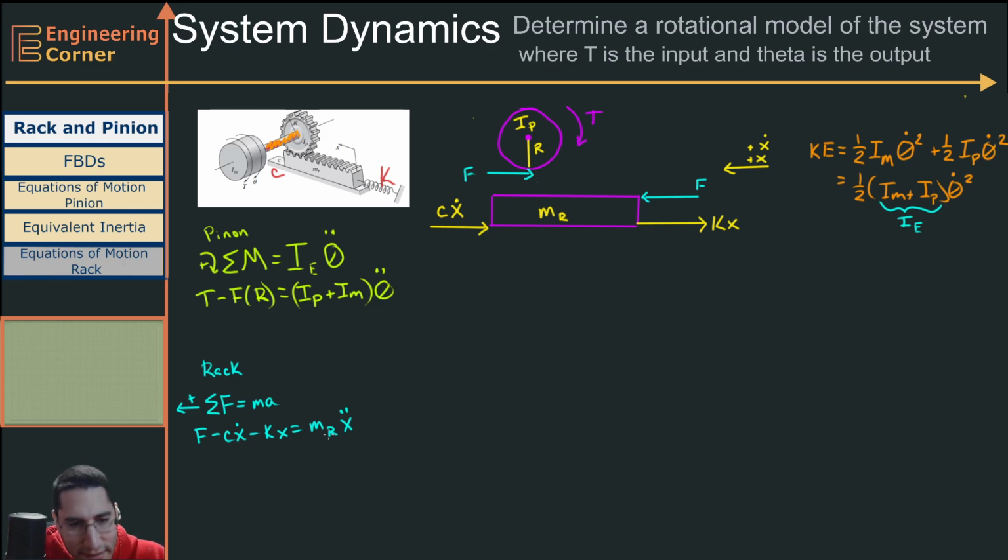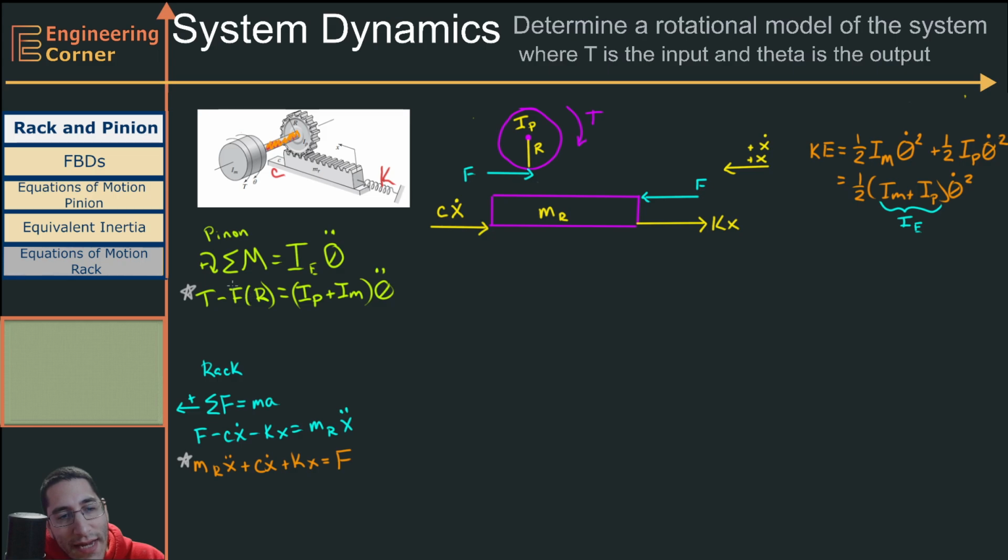And now I just sort of like to keep my x dots on one side of the equation, put them together. So what I'm going to have is m_r x double dot plus c x dot plus kx is equal to F. So right now, I'm just going to circle, or star, these two equations so I don't lose them. These are the two equations that I'm working with. Here's my equation of motion of the pinion. Here's my equation of motion of my rack.